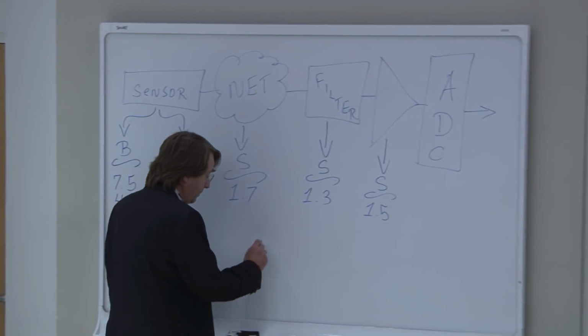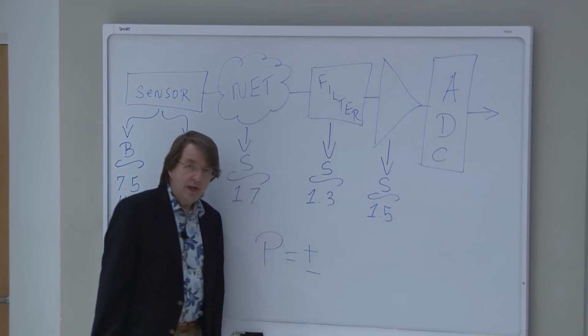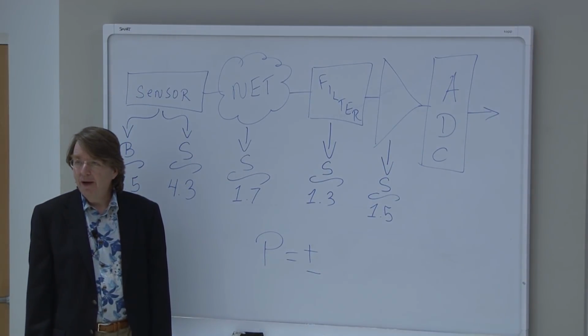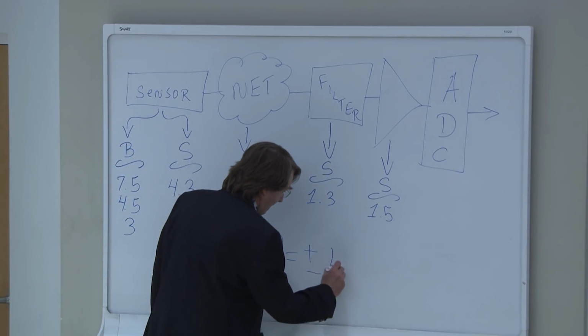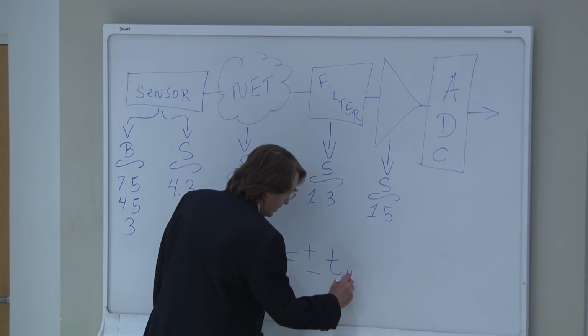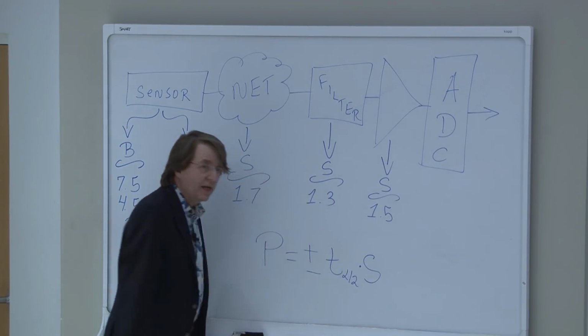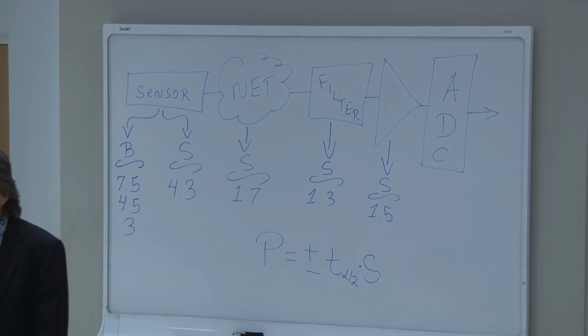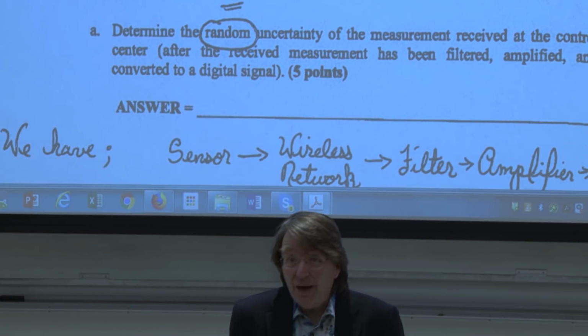So the random uncertainty, which is P, equals plus and minus. Does anyone happen to remember? T sub alpha over 2 times the standard deviation S. Does that strike a bell? Okay, Kristen gives me the nod. We're good. So I say, excellent. I got it.